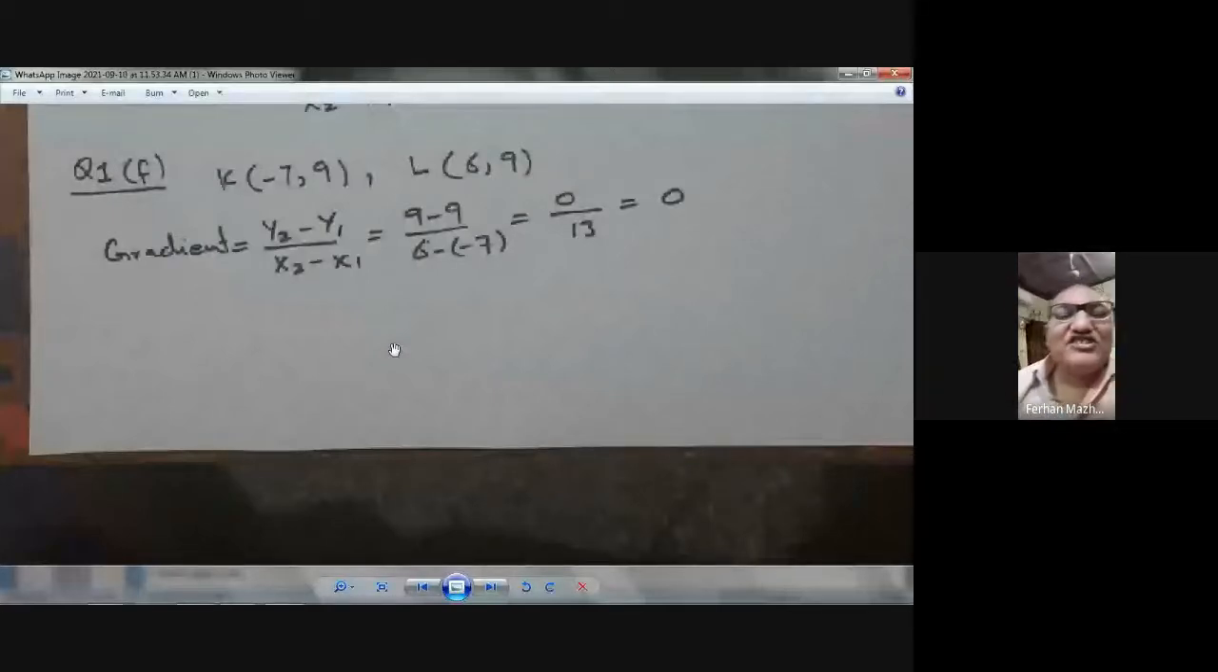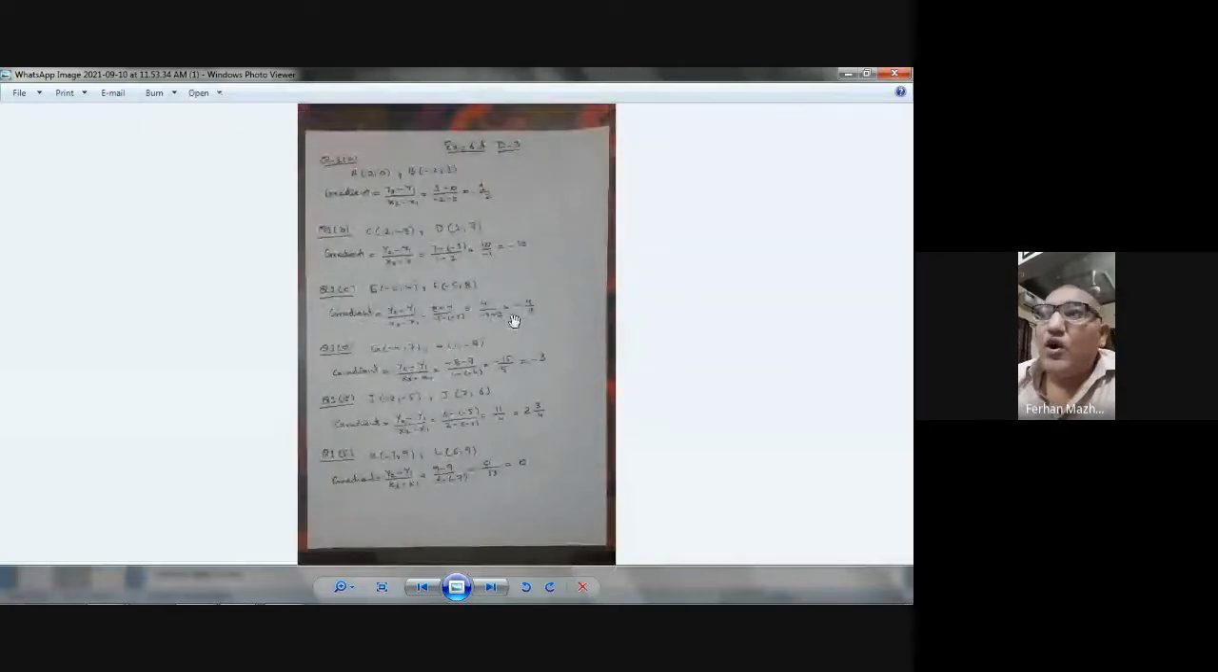Any line which is horizontal, remember that thing, okay? Any line which is horizontal, its gradient, its slope, its steepness is 0. So this was question number 1, exercise 6a. Hopefully you have understood the formula, how we apply this formula.